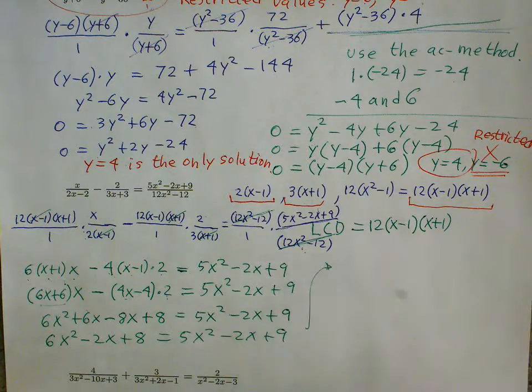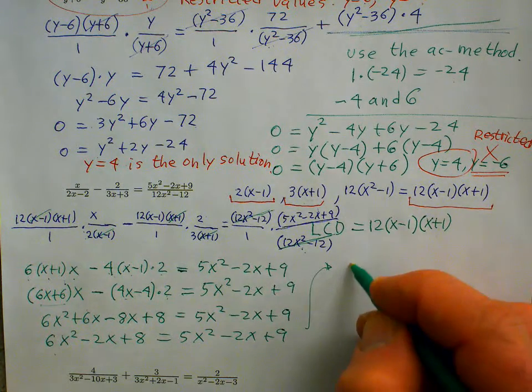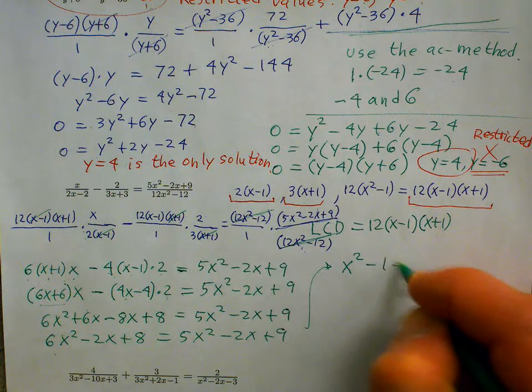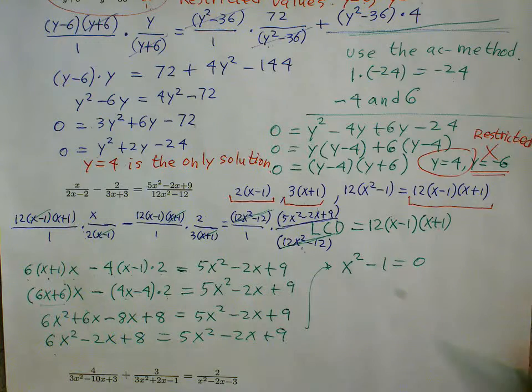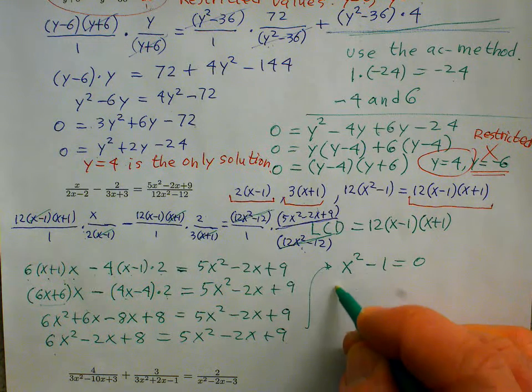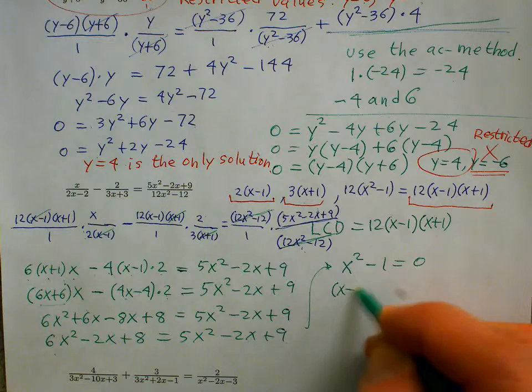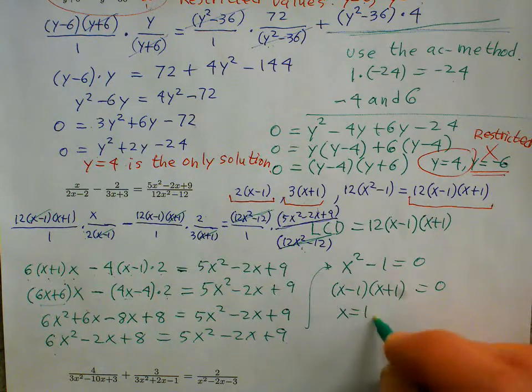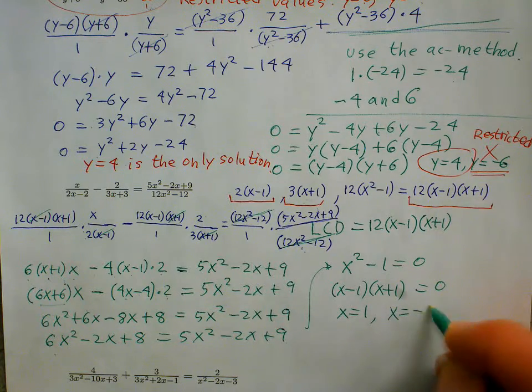So when we subtract 5x squared from both sides, the left-hand side will just have x squared. When we add 2x to both sides, we get 0x. No x terms left. Subtract 1. 8 minus 9 is -1, and so we get x squared minus 1 equals 0. We can solve this by factoring. X minus 1 times x plus 1 is 0. So we get x equals 1 and x equals -1.